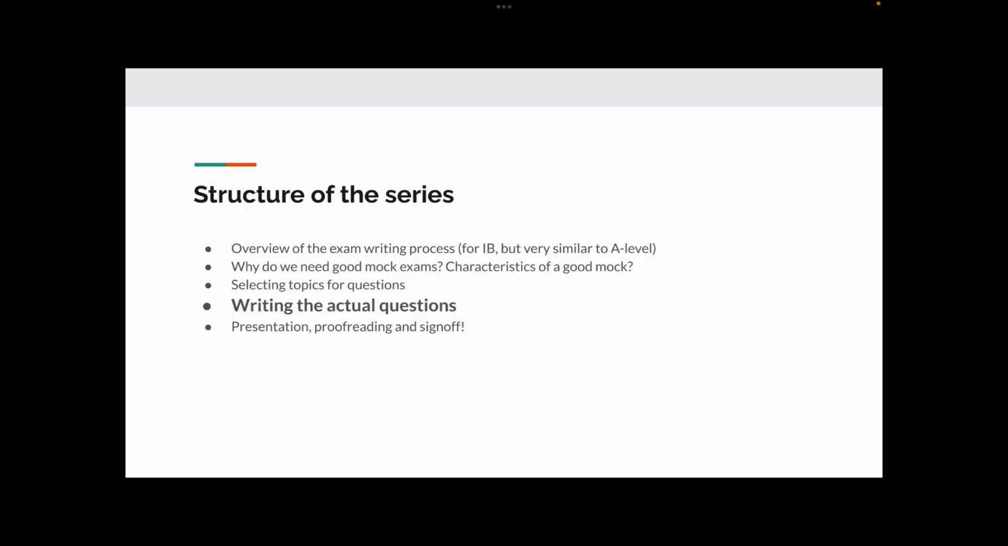So in the previous part, we did all the prep work. We discussed the purposes of a good mock exam, the characteristics of a good mock paper, as well as topic selection for the questions that will show up on the exam. This time around, we're going to focus on how to write the actual questions.